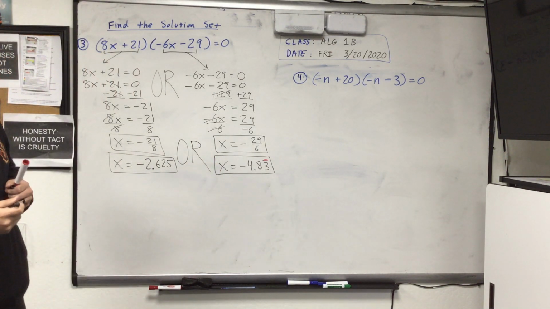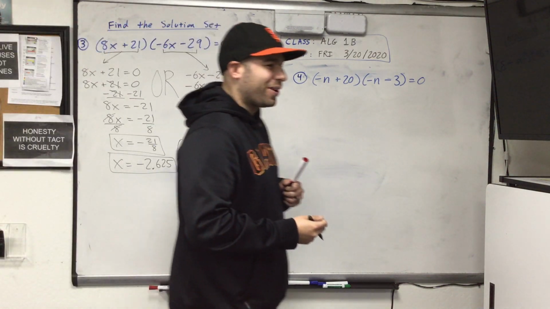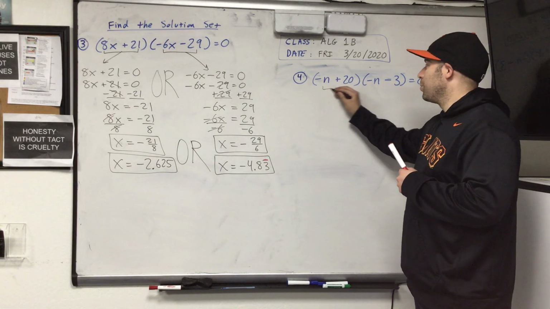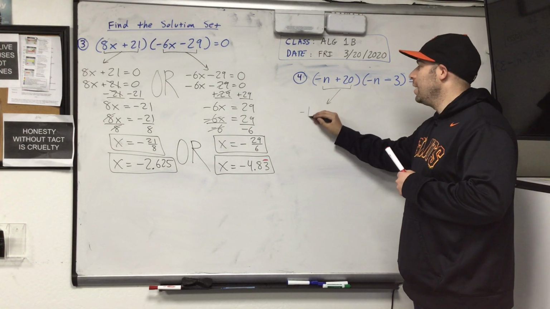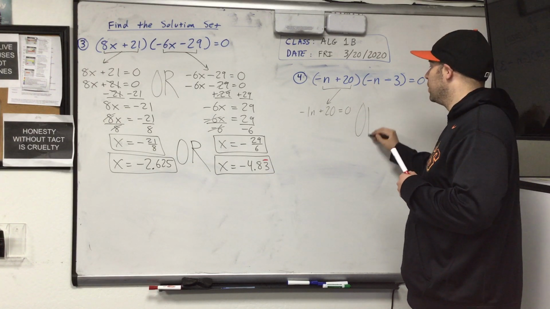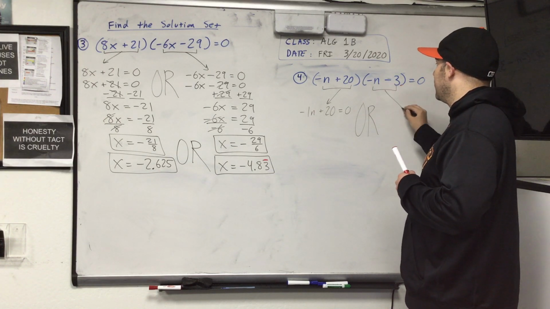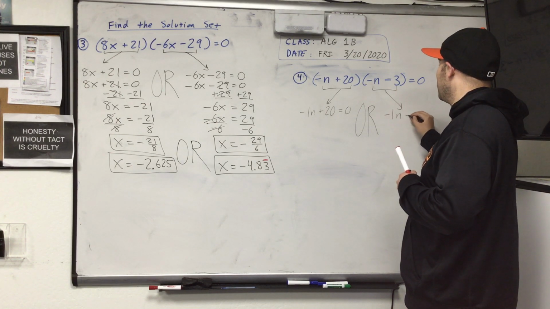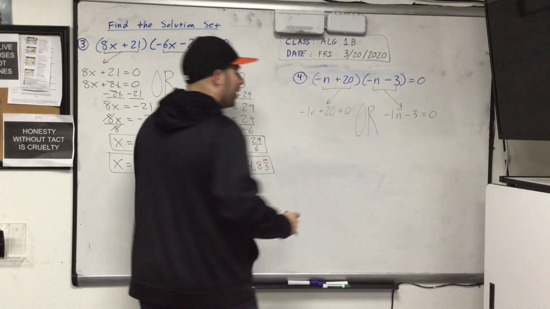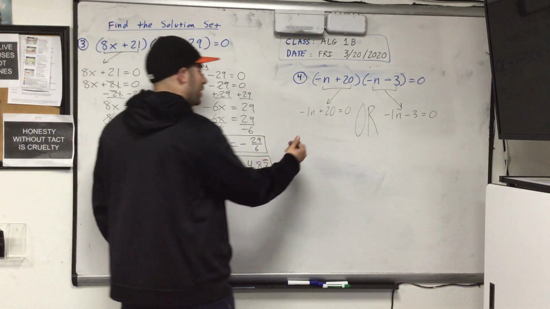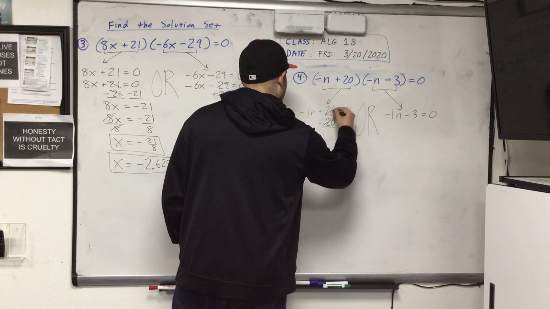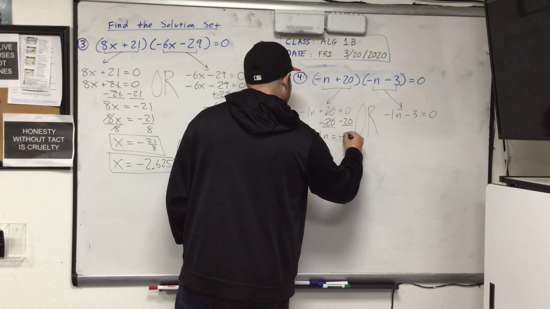Okay, number 4. If we're afraid of this, we can just put a 1 in front of the variable. So I'm left with negative 1n plus 20 equals 0, or negative 1n minus 3 equals 0. So I'm going to undo the layer on the outside by doing minus 20 on both sides, leaving me with negative 1n is equal to negative 20.